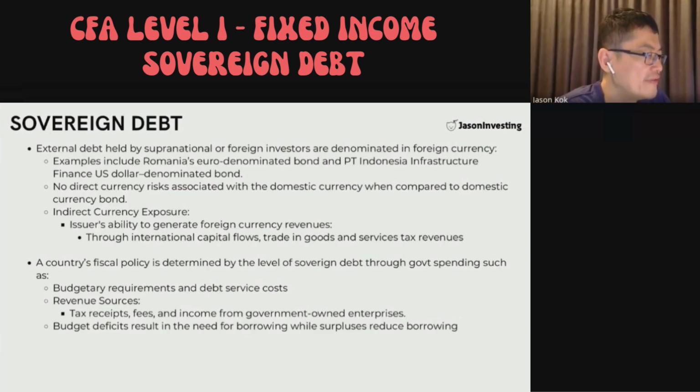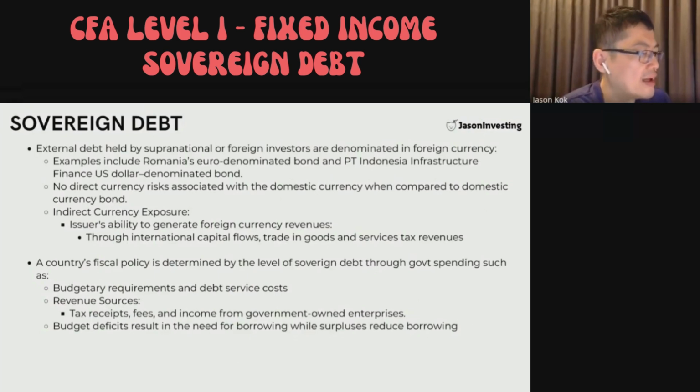A country's fiscal policy is determined by the level of sovereign debt and government spending, such as budgetary requirements. Budgetary requirements are a result of the policy, that is, how much the government is planning to spend and how much revenue they collect from taxes. They will need to borrow the difference, and also cover existing and future debt service costs, which are the interest and the eventual repayment of the principal.